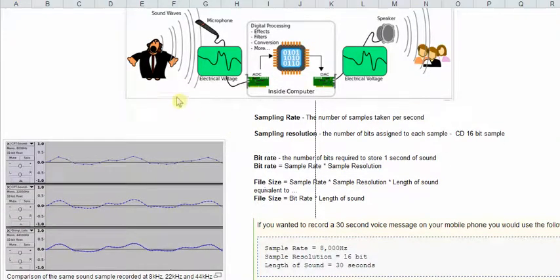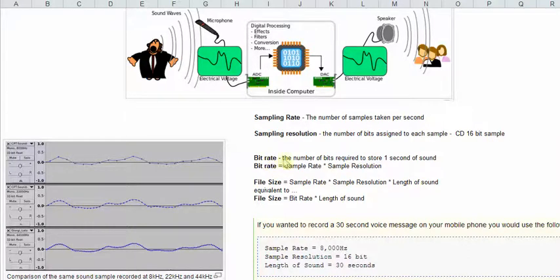Let's consider some ways that this is encoded. We have a sample rate, or sampling rate, which equals the number of samples taken per second. We also have the sample resolution, the number of bits assigned to each sample. A CD, for instance, is generally a 16-bit sample to get high quality. So we have the number of samples taken per second, and we have the sample bits.